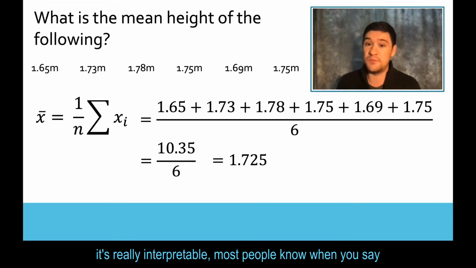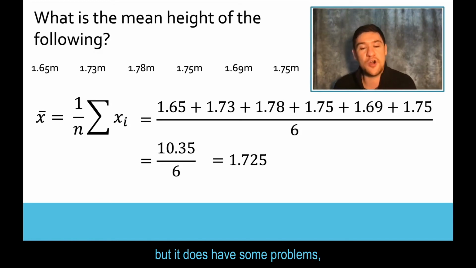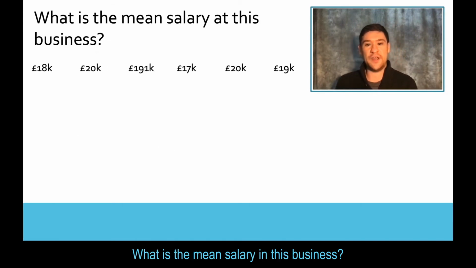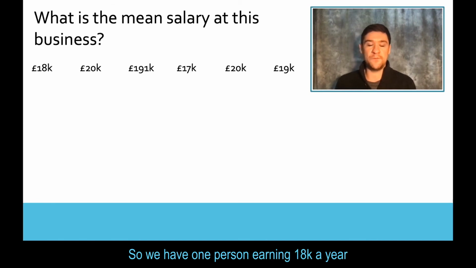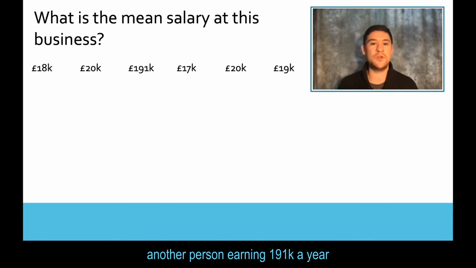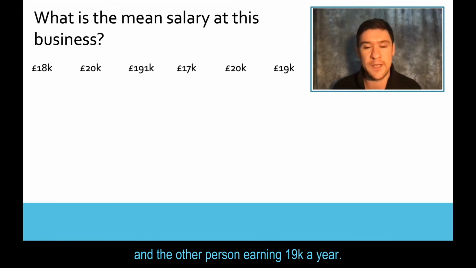Now, the mean is really useful for downstream tasks. It's really interpretable. Most people know when you say the mean, most people know what that means. But it does have some problems. Consider the next example. What is the mean salary in this business? So we have one person earning 18k a year, another person earning 20k a year, another person earning 191k a year, another person earning 17k a year, another person earning 20k a year, another person earning 19k a year.